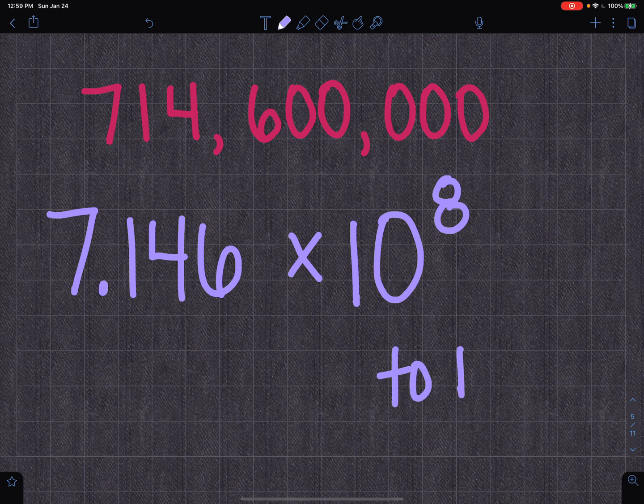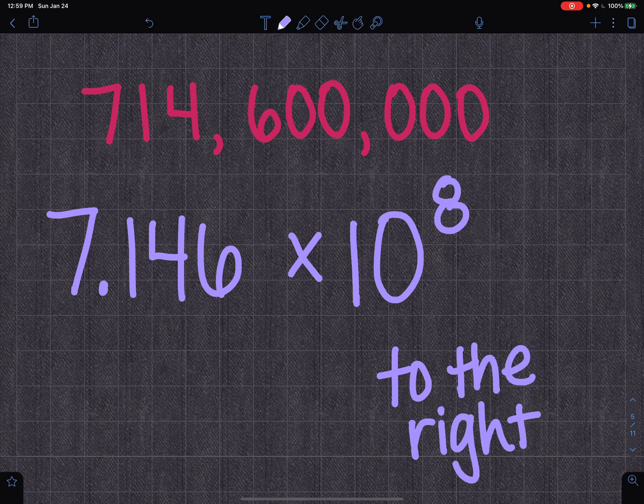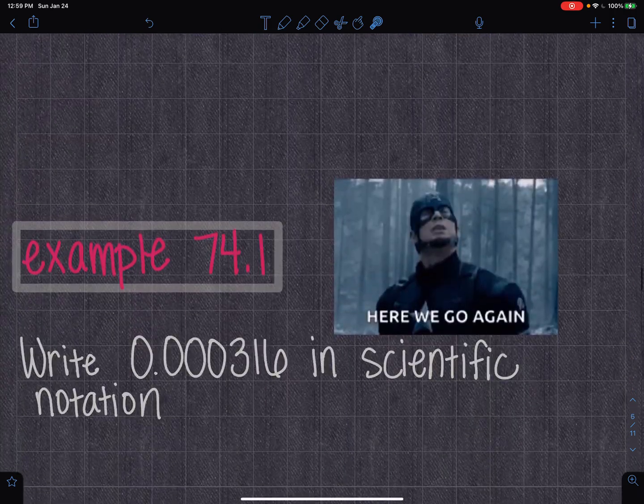Choose the right. Actually, that could help you remember, because it's positive to choose the right. When it's a positive number here, you're going to be moving the decimal to the right, making it a humongous number. Okay? Alrighty, now let's jump into some examples.